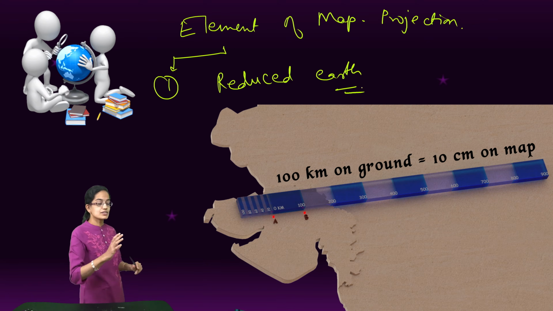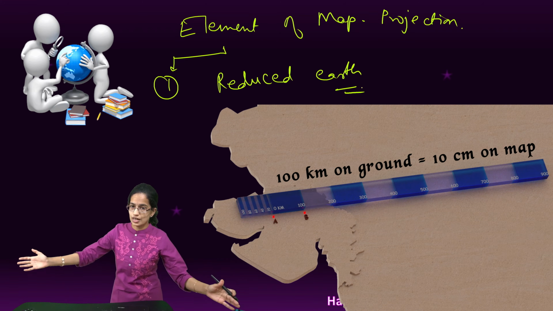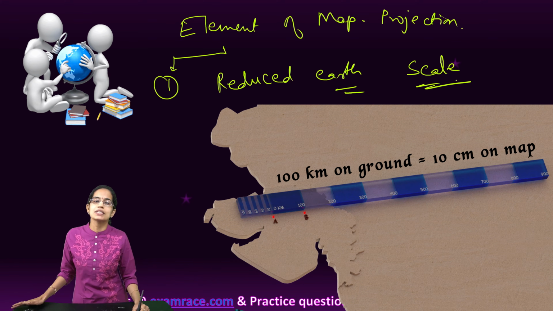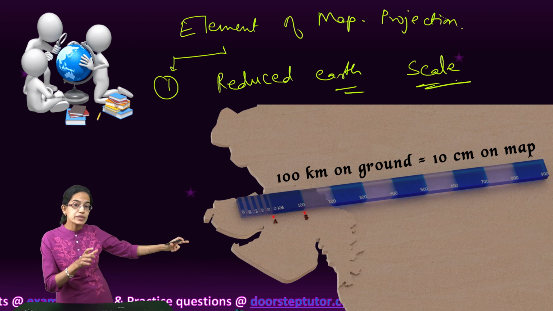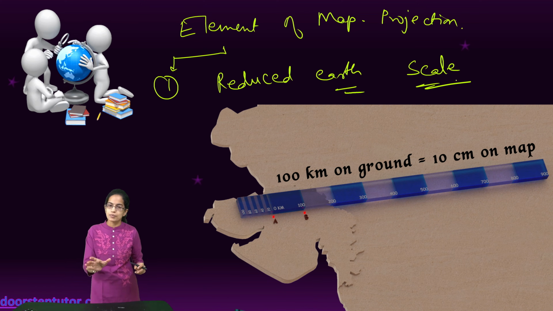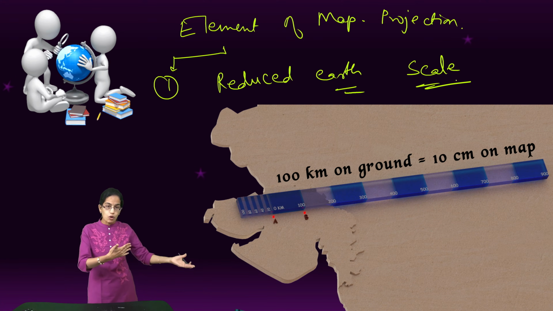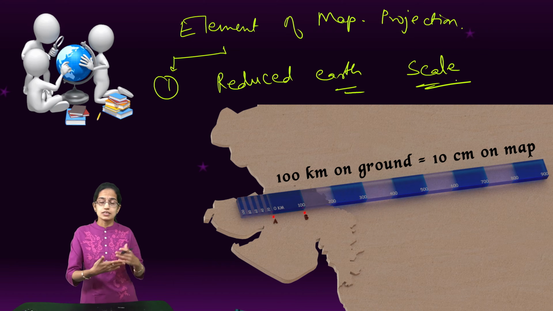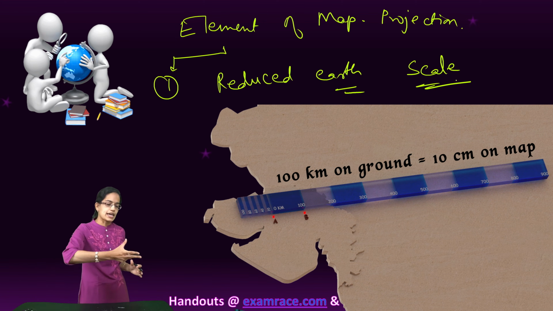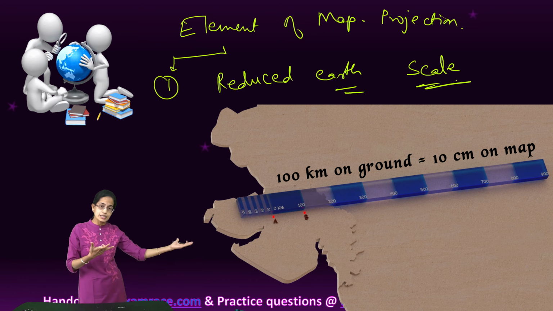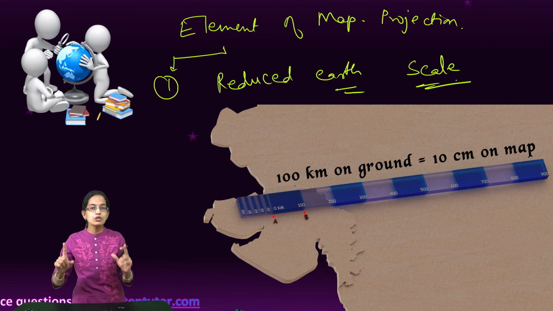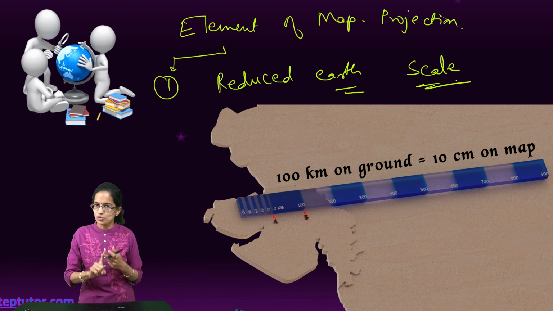Reduced earth means the actual thing on the ground is being reduced through a means of a scale, and that scale represents how many centimeters or how many kilometers on ground would be equivalent to how many centimeters on the sheet of paper. It could be the unit of kilometers or centimeters, it could be miles and inches, any unit that you are trying to use. Okay, so the scale basically explains the real distance on the ground versus the distance on the sheet of paper. So reducing earth is one of the most important things.